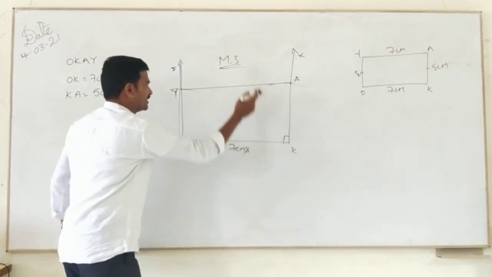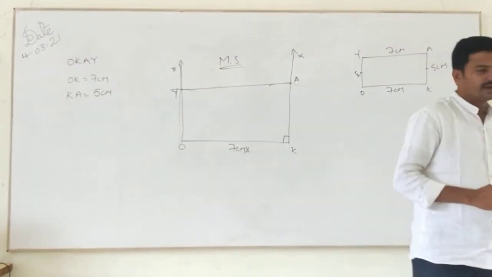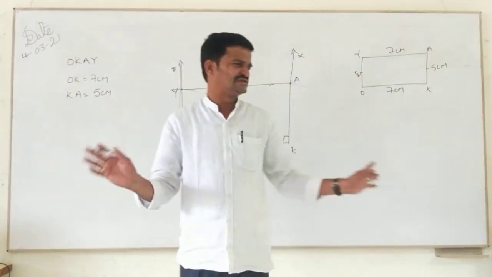Now OKAY is our required rectangle. Are you clear? Yes, sir. Very simple, this is.